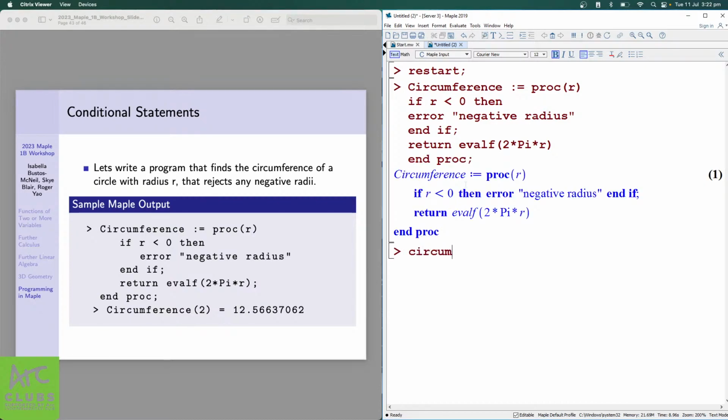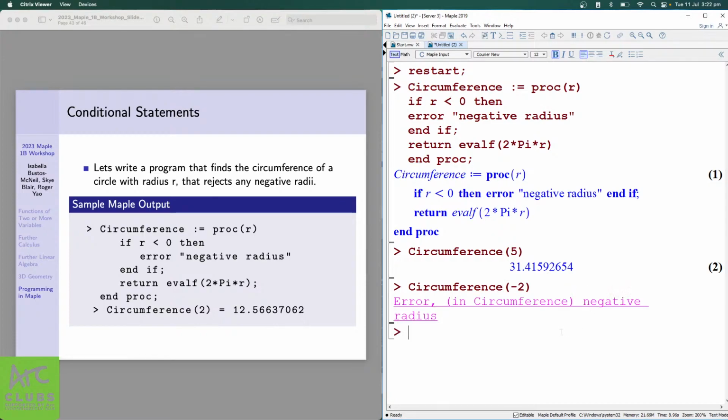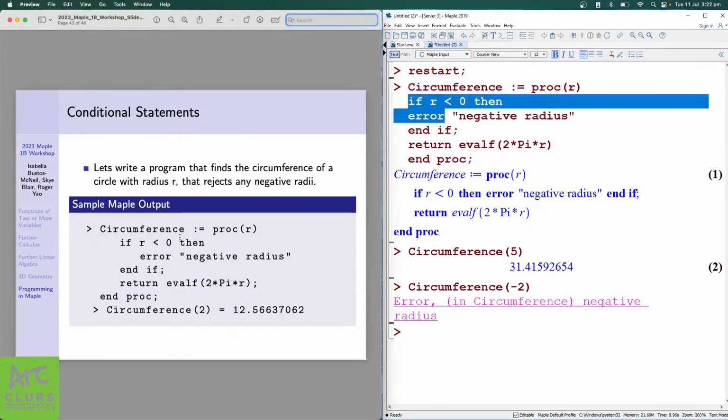So let's try and find the circumference of a circle with radius 5. Why is this not working? Return 2 times pi times r. Oh, it needs a capital C. That's 31.415924. But let's say we wanted to find the circumference of a circle with radius negative 2. Maple would return to us error, we have a negative radius, because of this if statement that we've nested at the top.